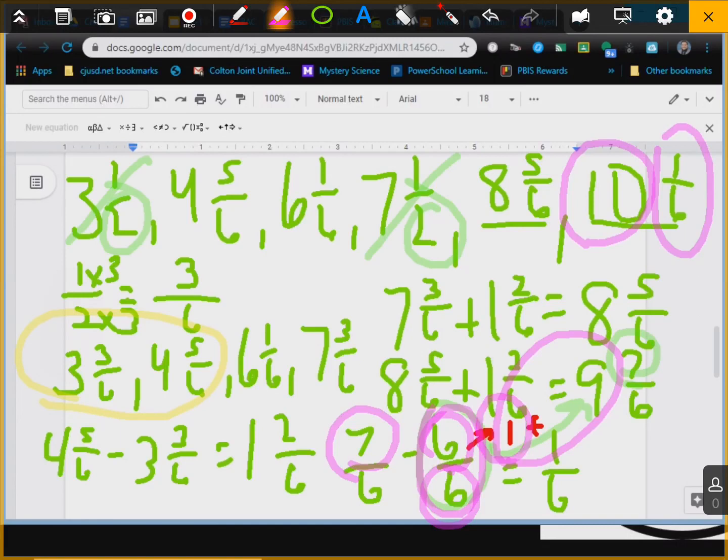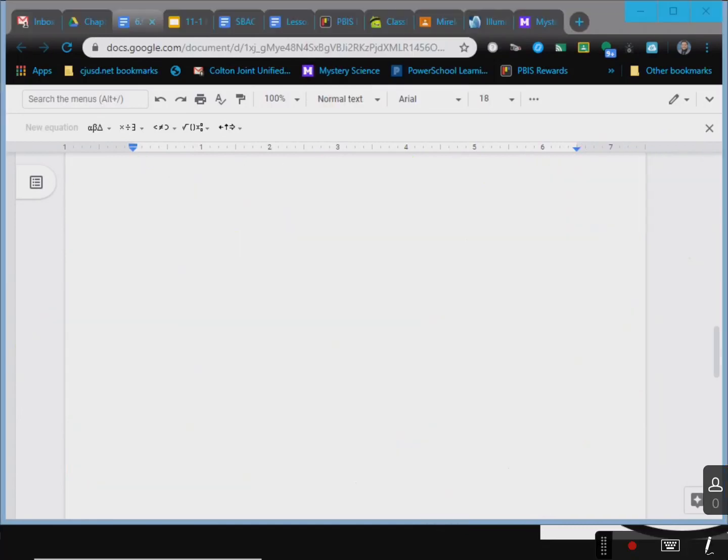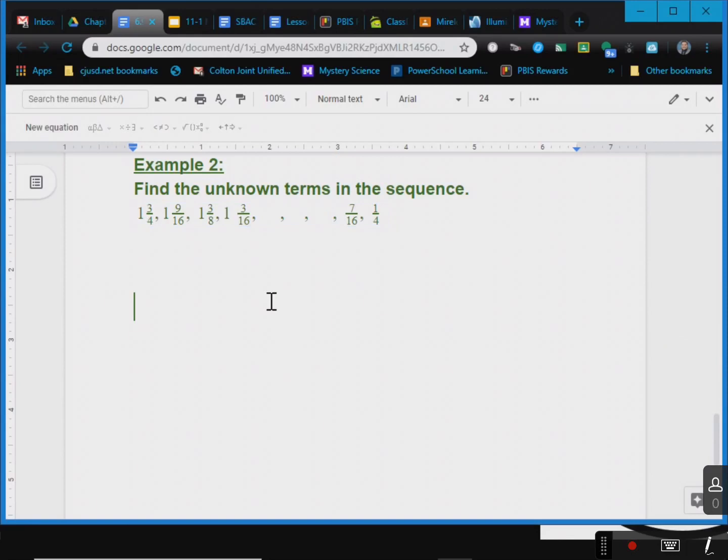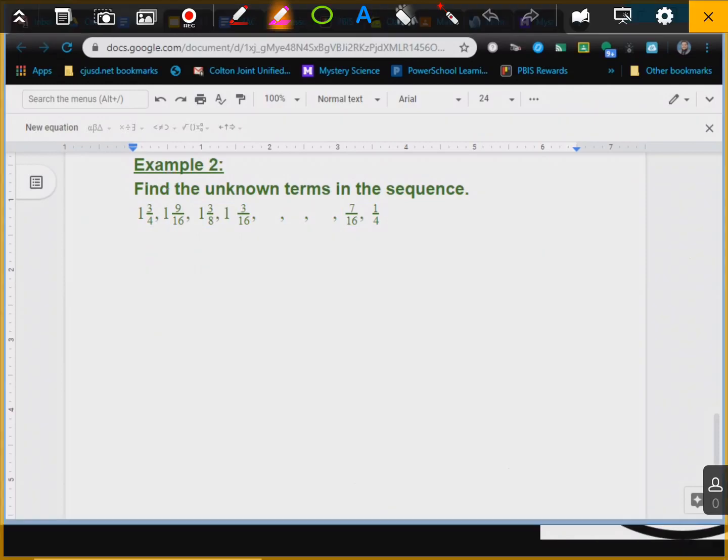All right, let's do the second and last example. Hopefully we get this one right. All right, it says find the unknown terms in the sequence. We have 3 unknown terms. So first thing we got to do is find a common denominator between all the unknown terms.